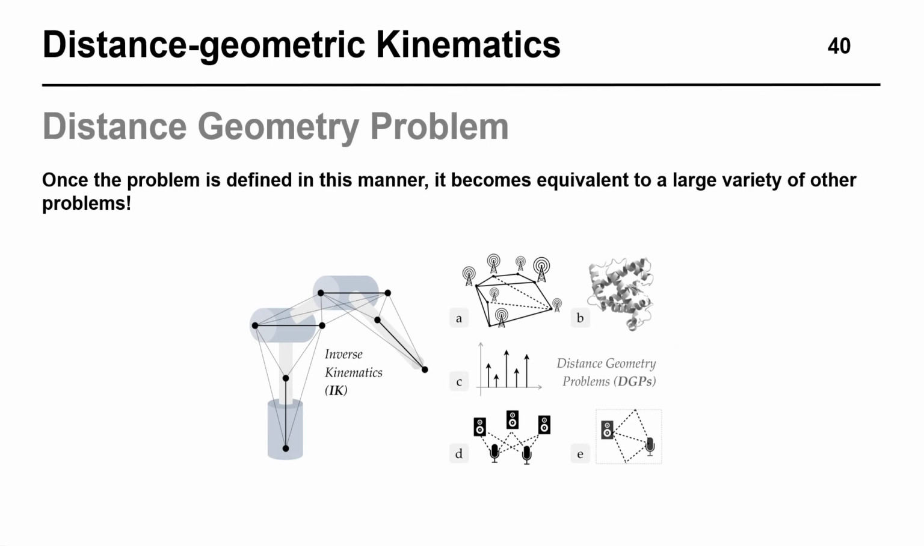Finally, it's important to note that this formulation makes the inverse kinematics problem equivalent to other so-called distance geometry problems, such as molecular conformation or sensor network localization. These areas have highly developed solution methods that may prove effective for solving robot kinematics or similar problems in the future.